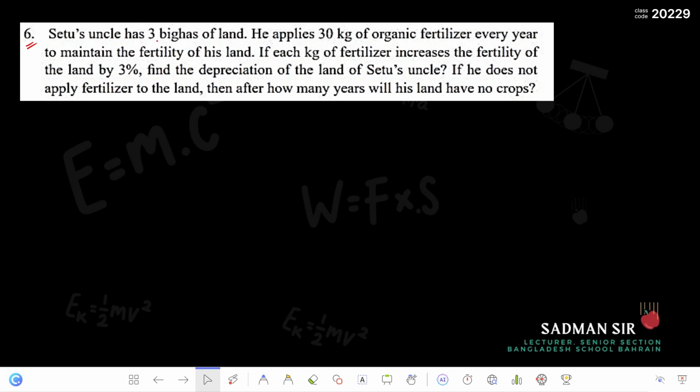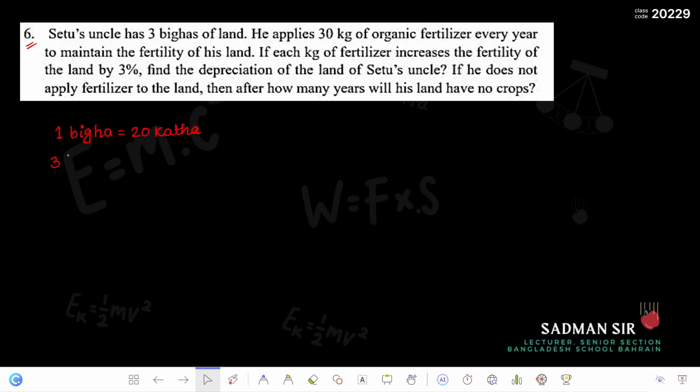Shetu's uncle has 3 bighas of land. So we know already that 1 bigha is equal to 20 katha. This information sometimes might be given in the question, sometimes it might not be. In the previous problem that we solved about soil fertility, you saw that it was mentioned, right? But here it is not mentioned, so it's better to know. Even if it is not given, they expect you to be able to use this. Okay, so 1 bigha is equal to 20 katha.